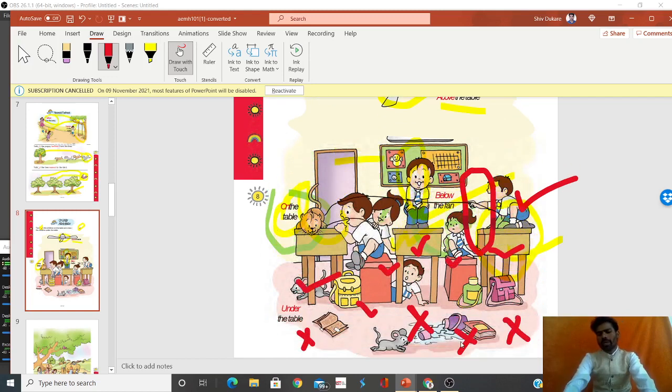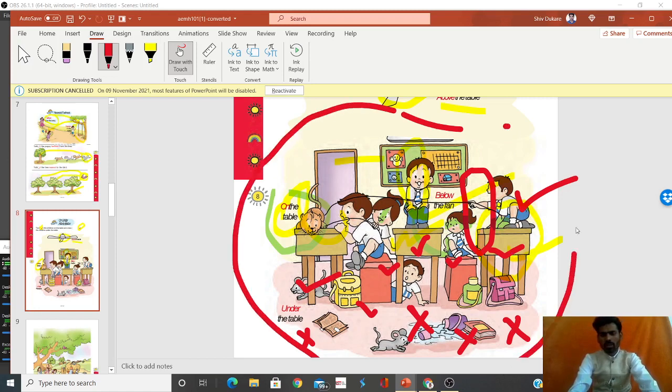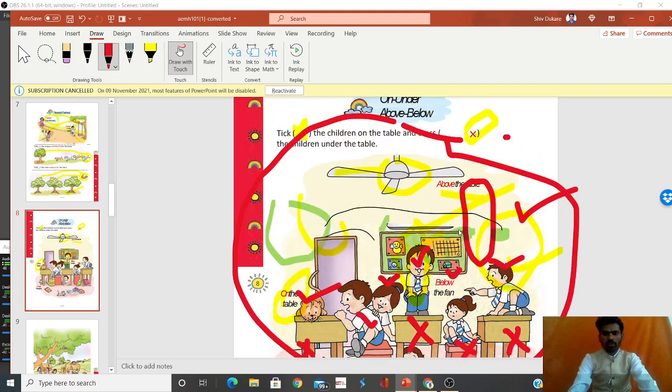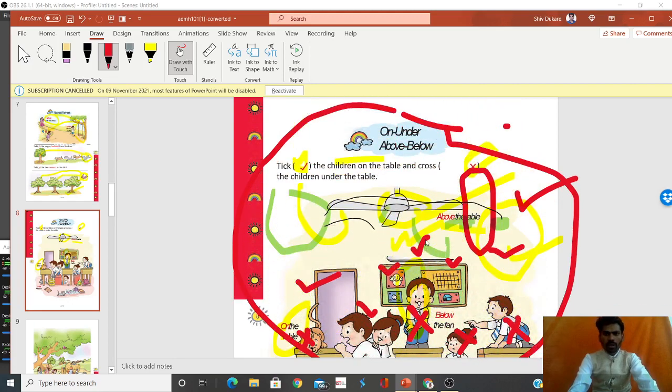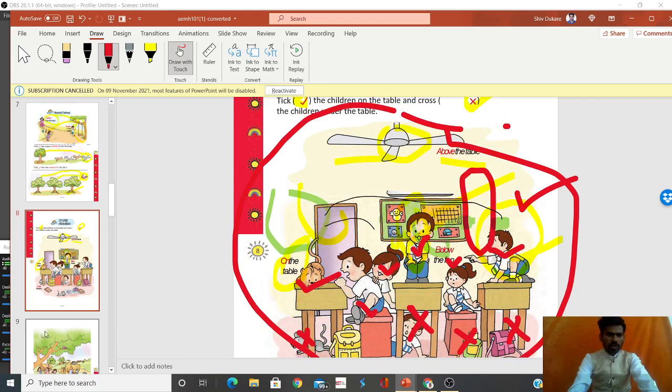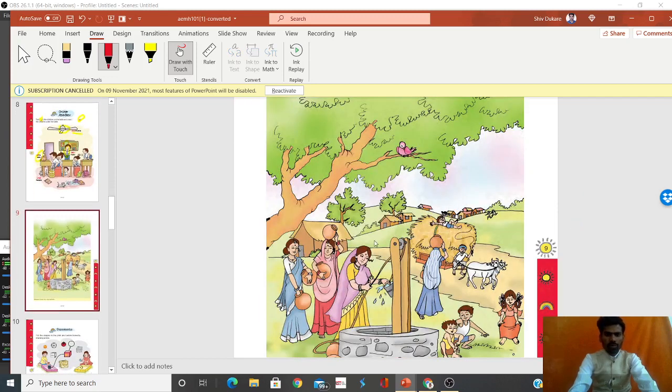Okay, and now you can also clearly understand who is below and who is on the table, and you can understand from this example the meaning of on, below, under, above. Okay, now we have to see the next slide.